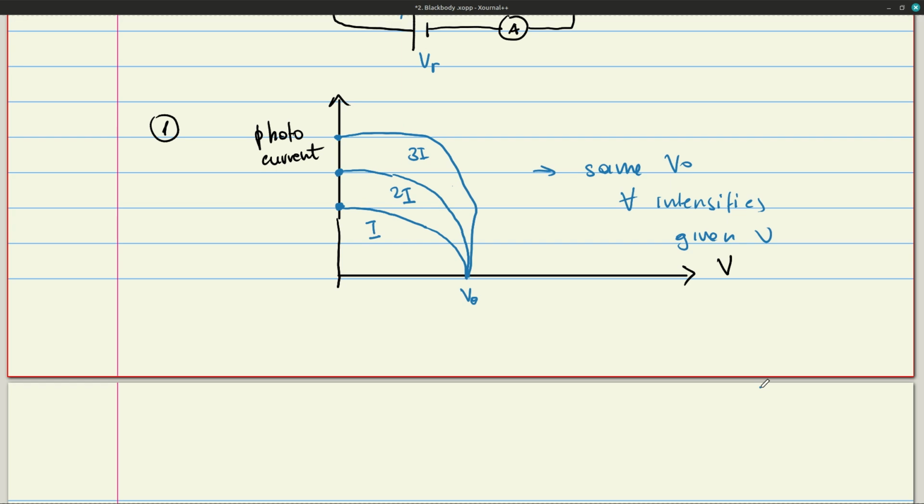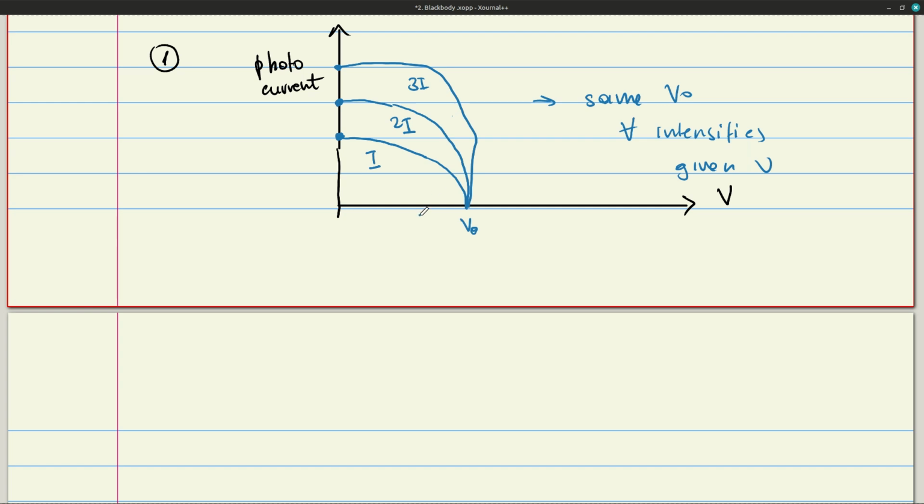So in experiment 2, rather than changing the intensity, right? Intensity is the most logical thing to change, and we would expect that more light would give more current, which would require more stopping potential. But it seems like more light, more current, but the same stopping potential. Let's see how things change with the frequency.